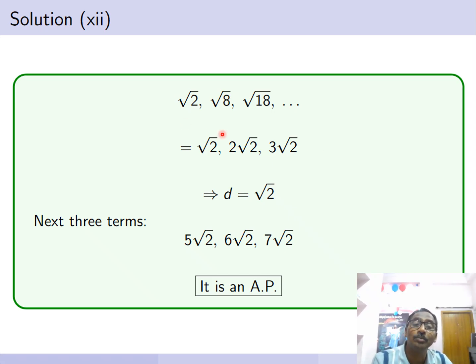So root 2, here 2 root 2, here 3 root 2. The next term should be 4 root 2. After that 5 root 2, then 6 root 2. So here you should write 4 root 2 as the next term. 4 root 2, 5 root 2, 6 root 2, 7 root 2, 8 root 2, 9 root 2 and so on. These will be the next terms in this progression. Got it?